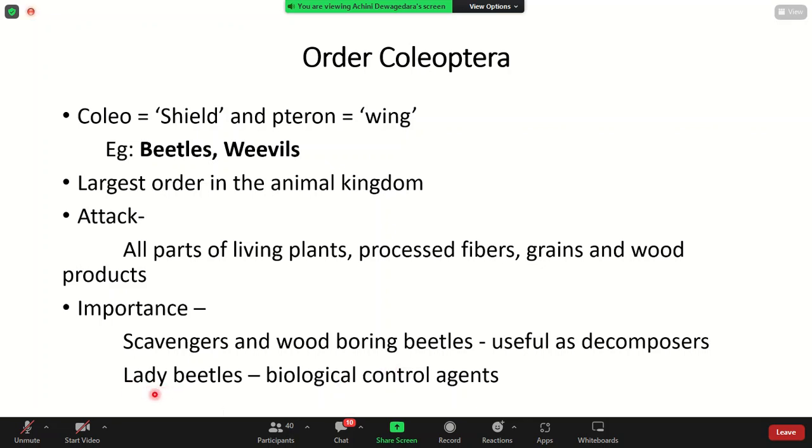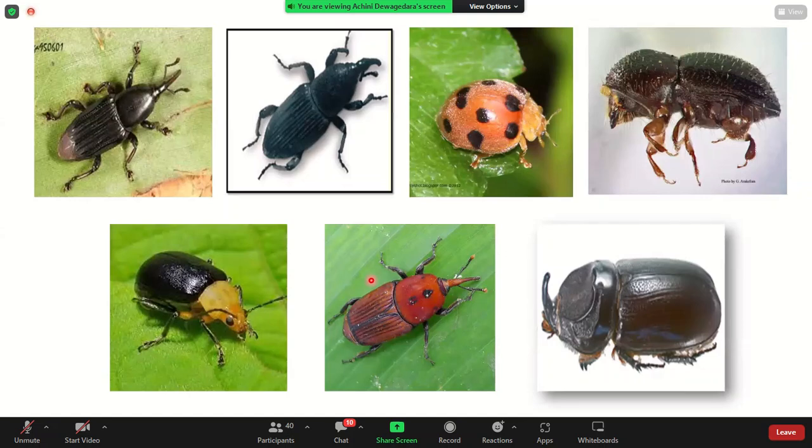And another one, I think you all know, ladybird beetles. They consume other pests like mites and aphids. So they act as biological control agents. Right? So these are some importances, and the problem with them is they damage the plants, the crops that we grow. Now let's see some examples.